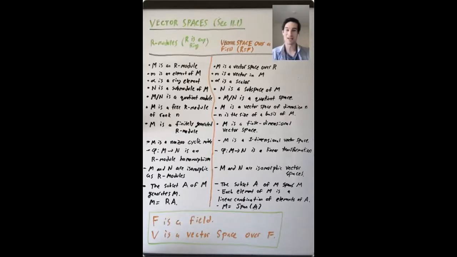For the next several lectures, our plan is to pretty closely follow sections 11.1 and 11.2 of Dummit and Foote, and then give some brief highlights of the rest of chapter 11. The focus of chapter 11 is all about the theory of vector spaces. So what is a vector space? It's an R module where R is a field F.